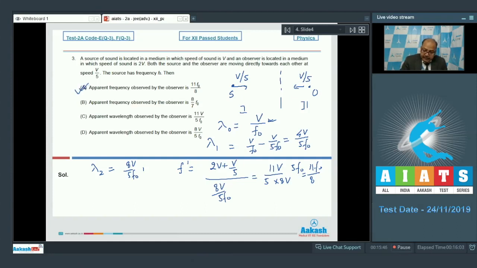Option A is correct and option B is incorrect at the same time. Regarding the wavelength observed by the observer, we had already found the wavelength will be 8V by 5 F naught. So option D is also correct, option C is incorrect, and that means for question 3, options A and D are correct. Let's move to the next question now.